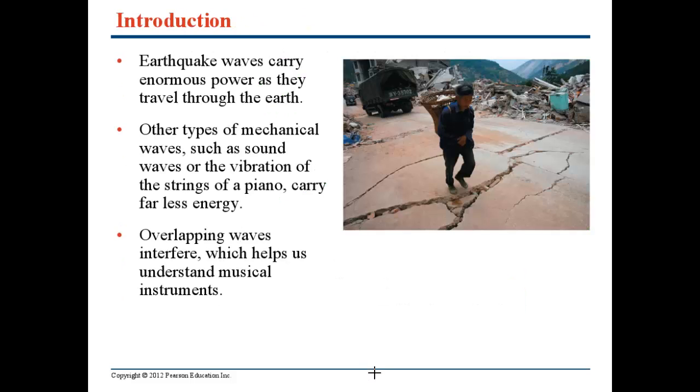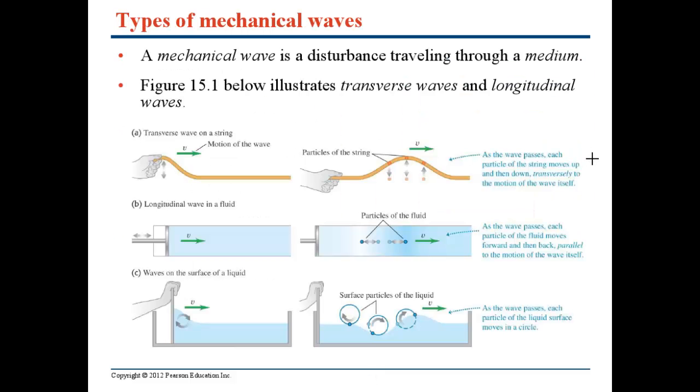So why exactly do we care about waves? Well, it turns out that waves are everywhere, from earthquakes to musical instruments. And really what we're interested in is how we can use physics to interpret these waves. There are two types of mechanical waves that we're going to talk about, and we'll say that a mechanical wave is a disturbance traveling through a medium. We're going to talk about first transverse waves and then longitudinal waves.